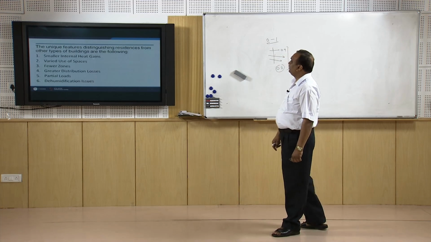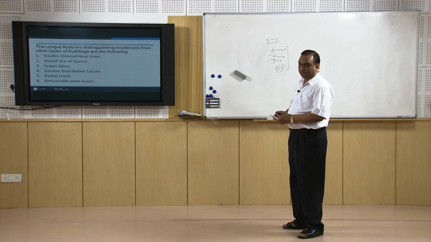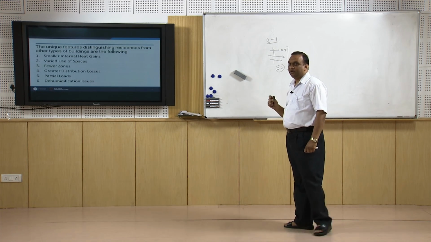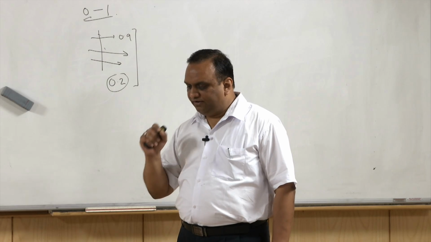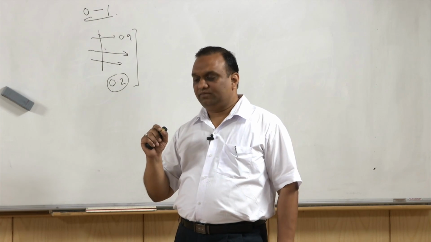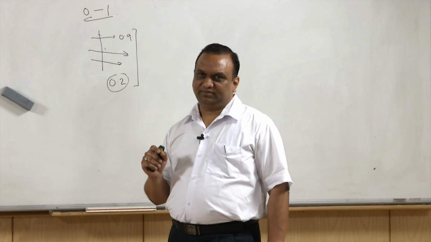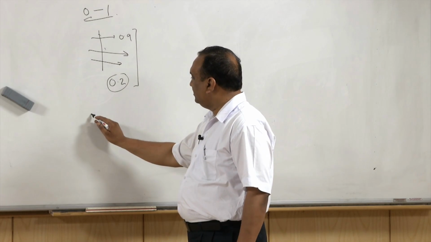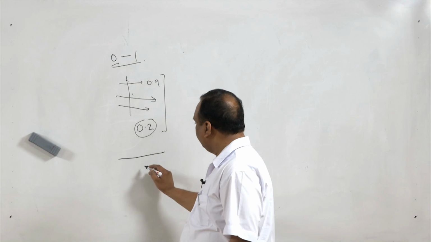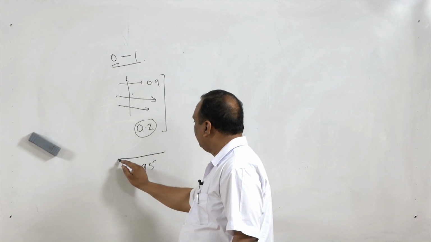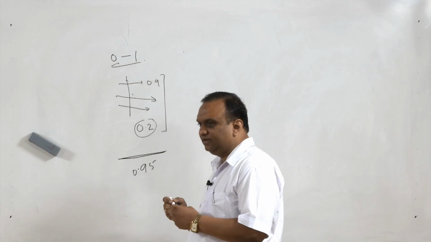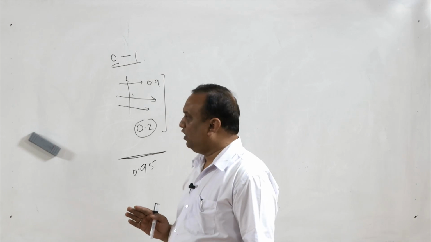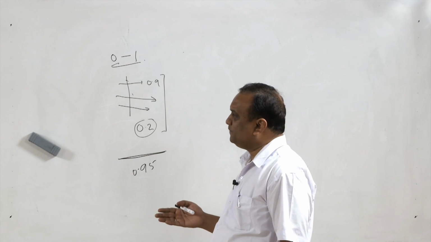Now, the unique features that distinguish a residence from other types of building are as follows. I told you earlier also that residential air conditioning is different. In residences, the addition of latent heat load is very less. If we talk in terms of sensible heat factor, the line is almost horizontal, 0.95 or 0.96. In residences, latent heat addition takes place only in the kitchens or through occupants to a certain extent.